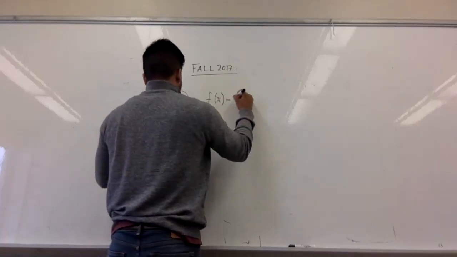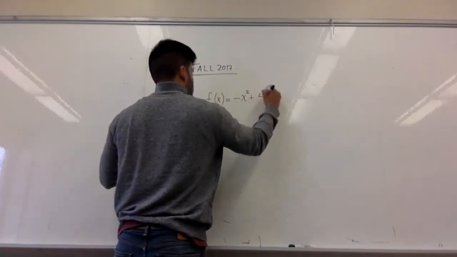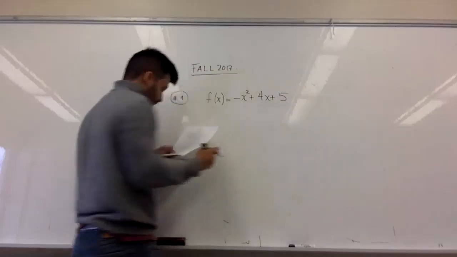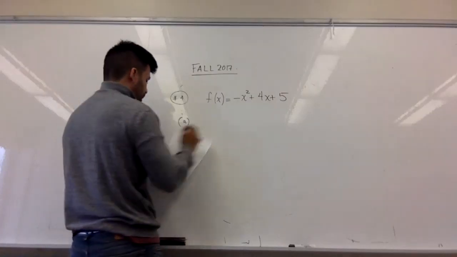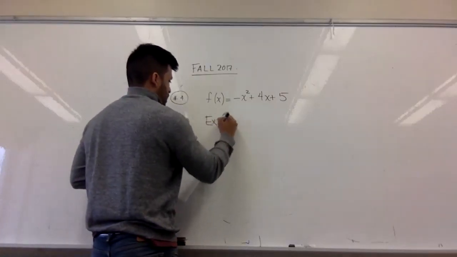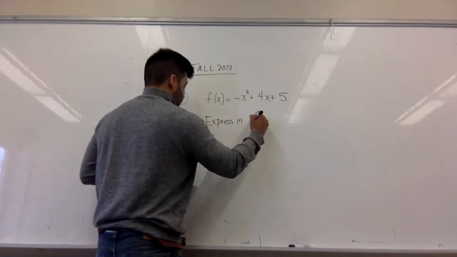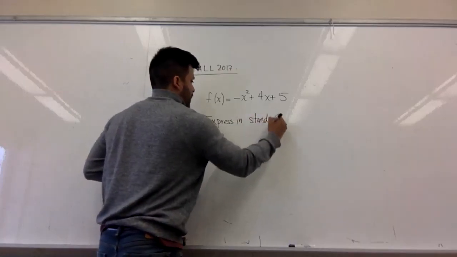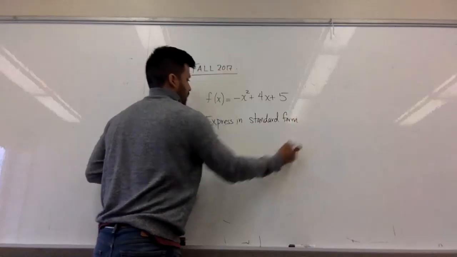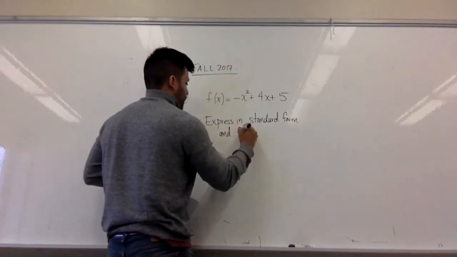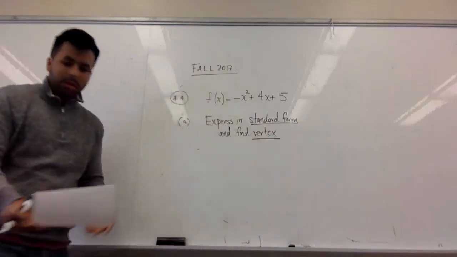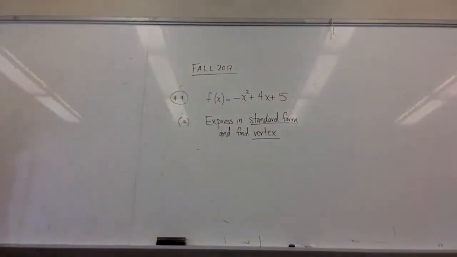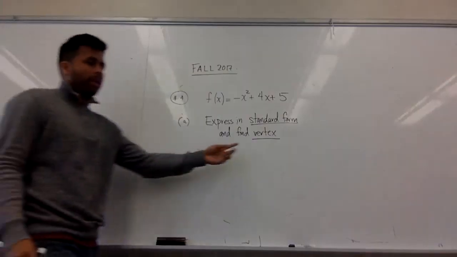So part A says: express in standard form and find the vertex. So it asks you to do two things at once. Find the standard form, and once you have the standard form, then you can find the vertex, the coordinates, right?